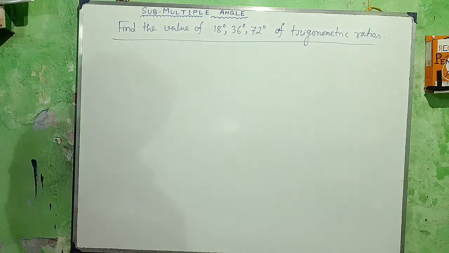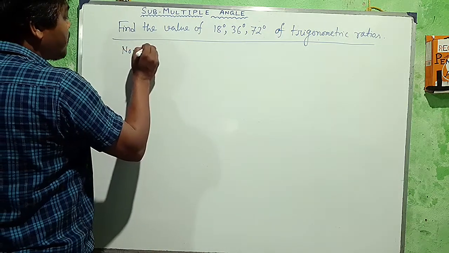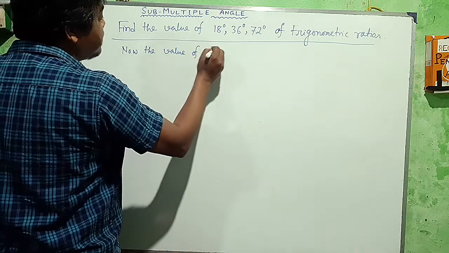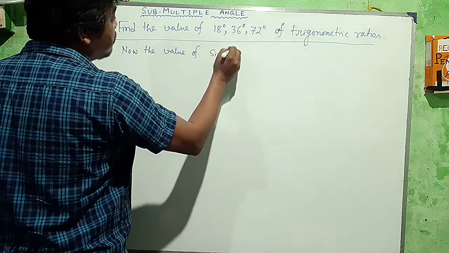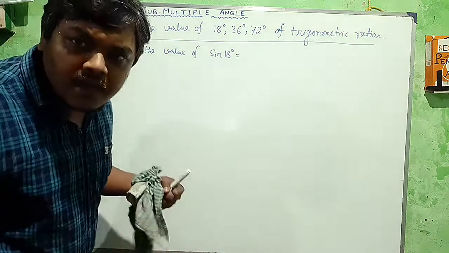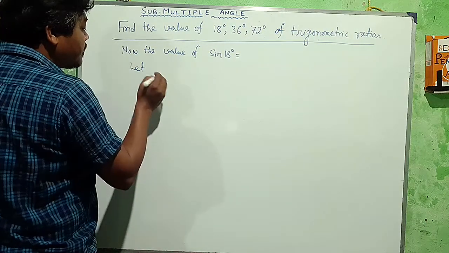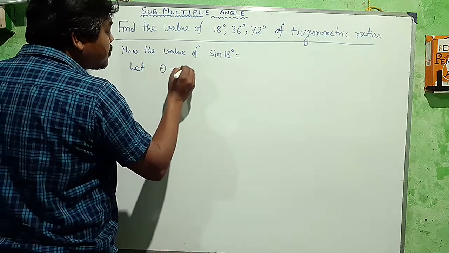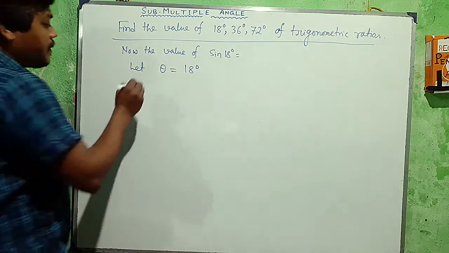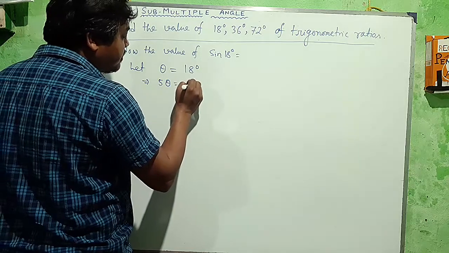Okay. So now calculate the value of sine 18 degree. What is the value? I don't know. I have to derive it here by using sub-multiple angle. So let theta equal 18 degree, right? So if I multiply both sides by 5, then 5 theta equals 90 degree.